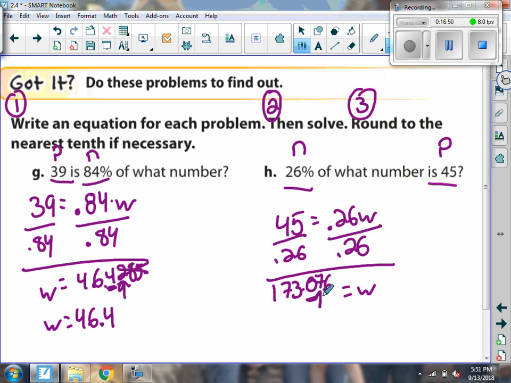So I'm going to look at my hundredth spot. Is the 7 going to make the 0 go up, or is it just going to drop off? In this case, it makes it go up. So it's going to be 173.1. Remember, if it's 5 or larger, it makes the previous number go up. If it's 4 or smaller, it just drops off. So we end up with 173.1.